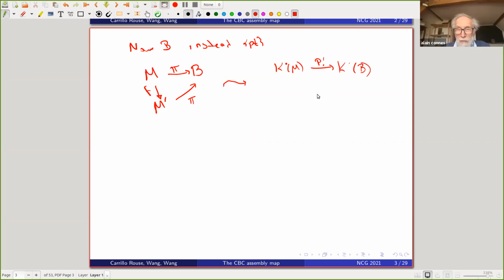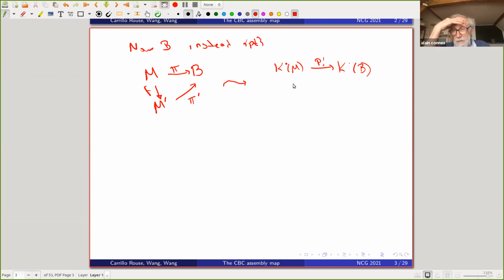You mean prime for the lower arrow? By prime, sorry. Yes, you mean prime for the lower arrow, yes. By prime, sorry, yes, that's true.